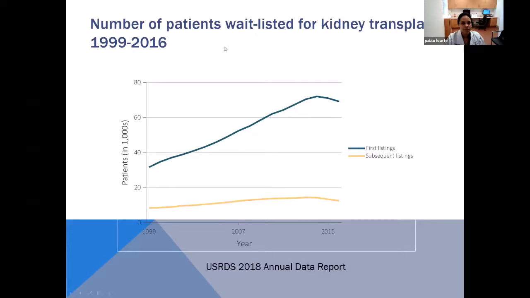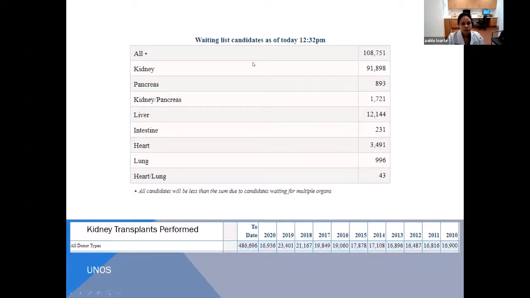And because we have recognized the benefit of transplant, the number of patients being waitlisted has increased significantly over the years, but we still have a long way to go. So at the end of last year, there were close to 100,000 patients waiting for a solid organ transplant. Of those, the majority were waiting for a kidney transplant. 92% were waiting for a kidney transplant.